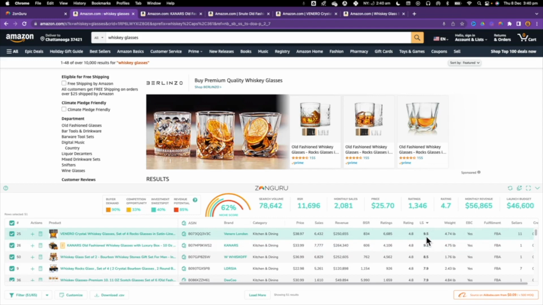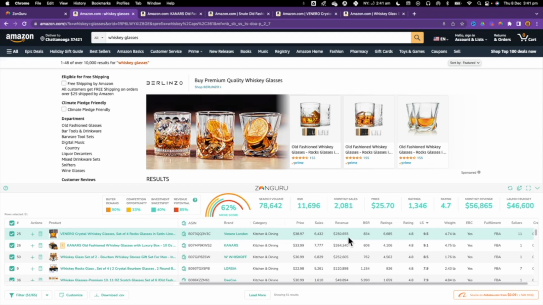Now that doesn't mean they're fully optimized the best for keywords, but that's taking into account some other things, images, and using their bullet points and using A+ content and that type of thing. And if you look at their monthly revenue, it's over $250,000. That's a monthly figure, guys. That's a lot of whiskey glasses they are selling.